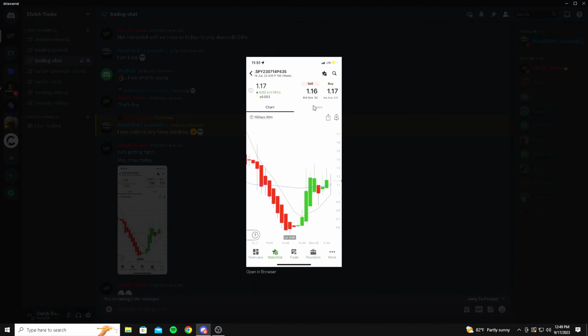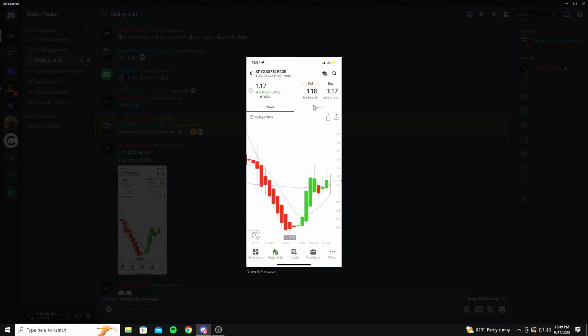So right here is an example of the Friday contracts. This is what they look like. These are the 435 puts. It's always going to be in $5 increments. So when choosing the strike price of which contracts to watch, if you didn't watch the last video, I'll go over it right now. This is how to pick the 0DTE contracts every day.